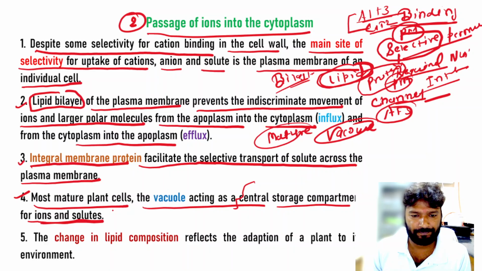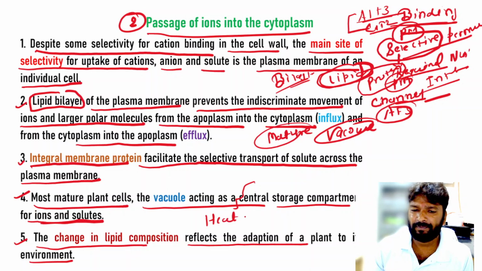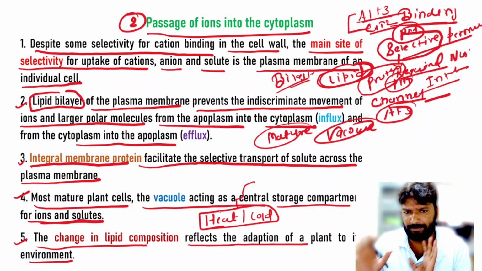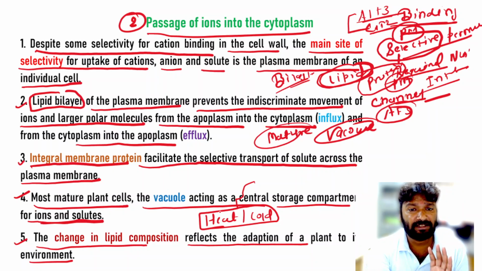Okay. Then the fifth component is that the change in the lipid composition reflects the adaptation of the plant to its environment. We already discussed that with heat and cold, the lipid composition or layers change, and it reflects the ion uptake or transport. Okay. So friend, this is the second pathway.